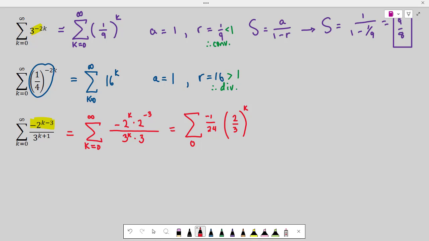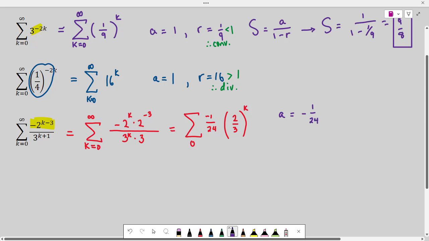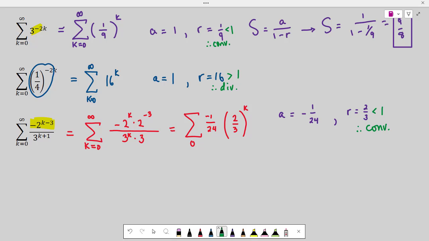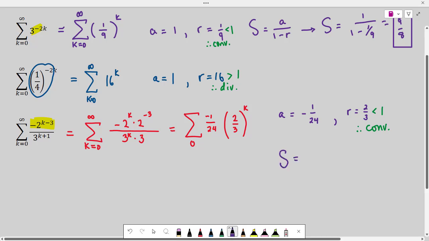Okay, so now we need to identify. So a is -1/24. And r is 2/3. Now we have to do something like this. This is less than 1, therefore converge. Now we can use the S formula. So we only use the S formula if we know we have convergence. So S will be a divided by 1 minus r.